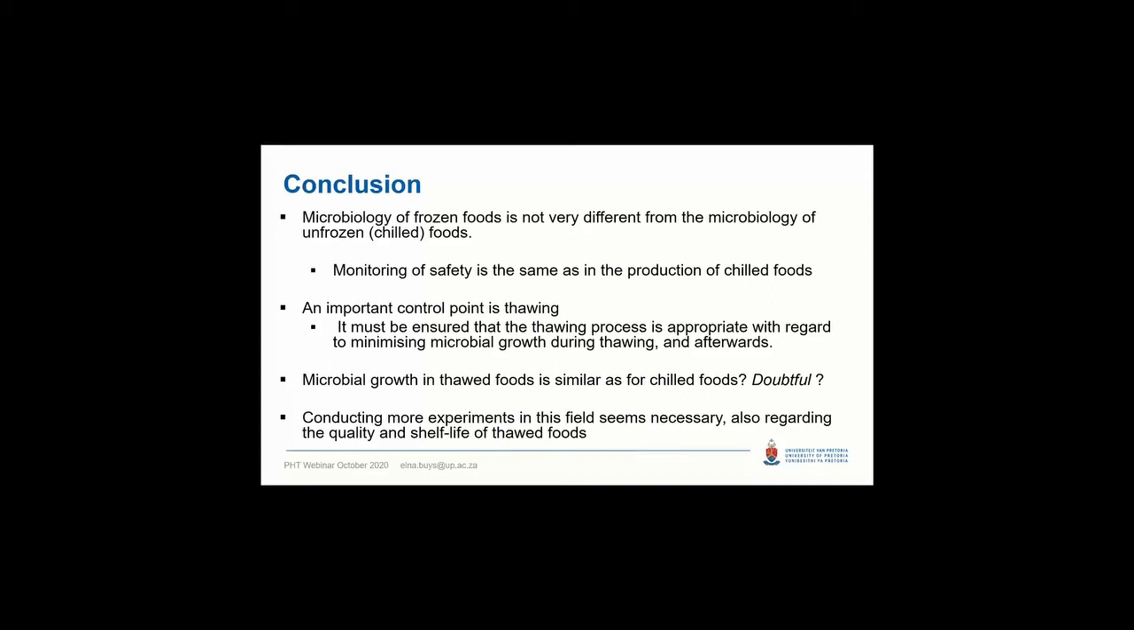So our HACCP system, our food safety systems, should all reflect the related critical issues in terms of freezing a product. What is also important is that thawing would be a control point, and depending on the product, possibly a critical control point. It must be ensured that the thawing process is appropriate with regard to minimizing the microbiological growth during thawing and afterwards.